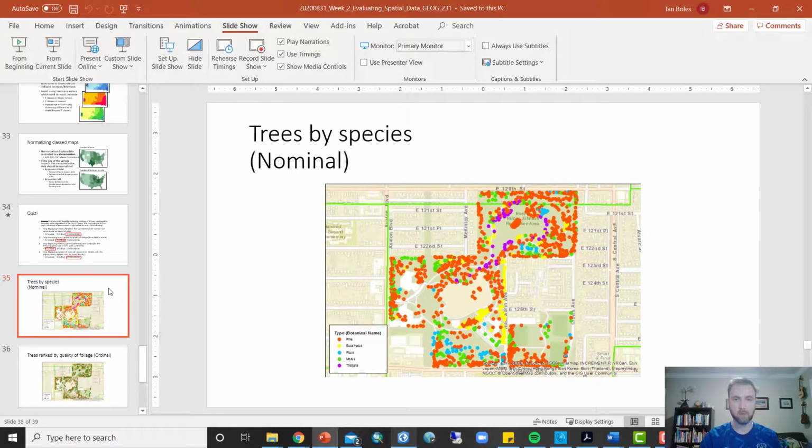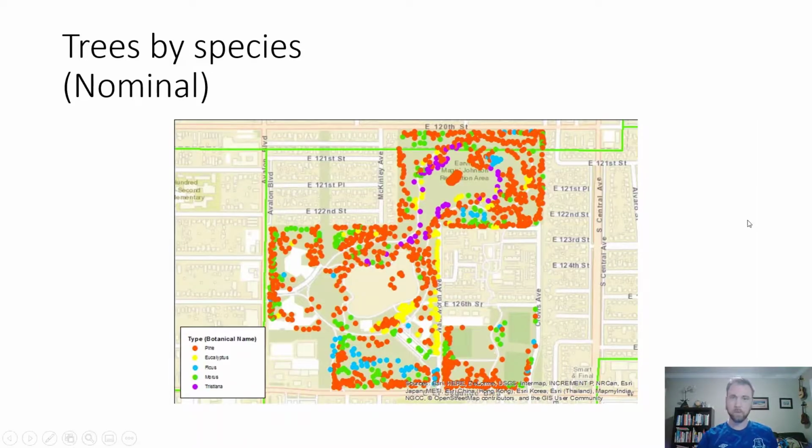And then here are some examples of cartography taking into account the different levels of measurement. Here, let me just show you this real quick. So trees by species, this would be nominal data. On this map here, we've got a data set of trees that have been sensed in the city of LA. GPS coordinates were basically taken at each tree location, and then characteristics about the trees were marked down. So we've got type of tree: pine, eucalyptus. I can't read the other ones here on my screen.